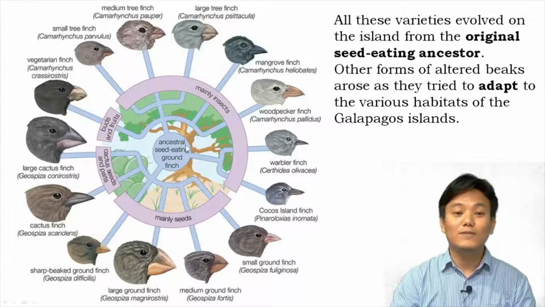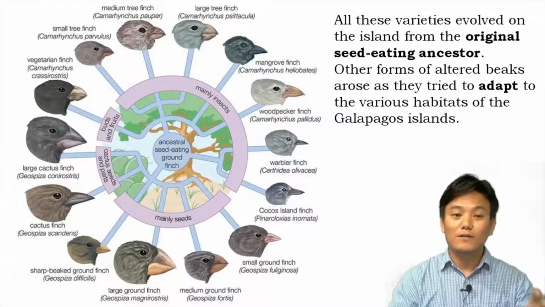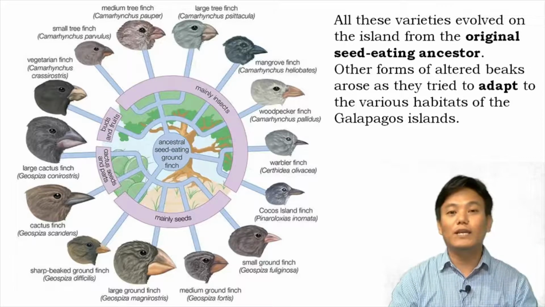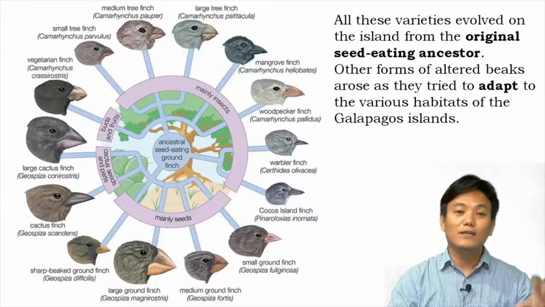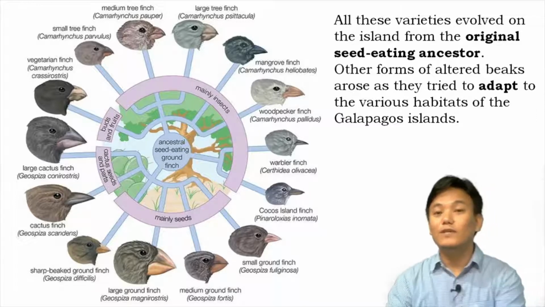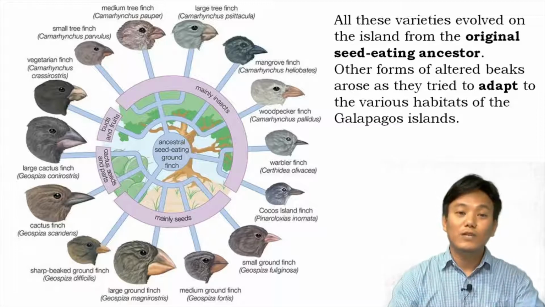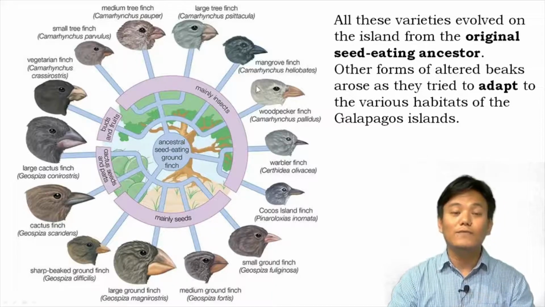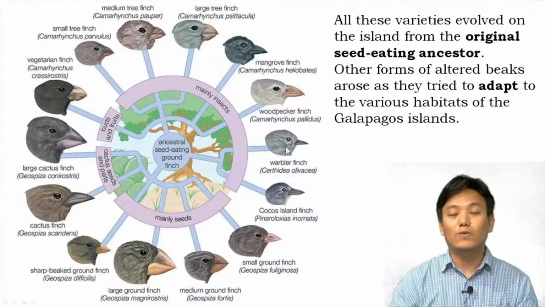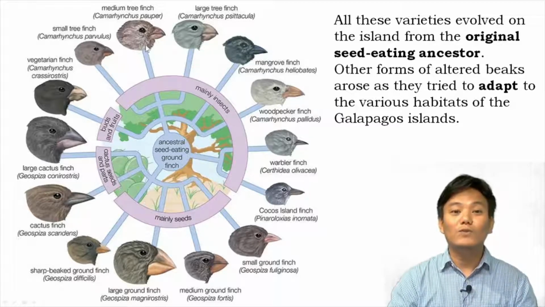So when the ancestor species arrived on the Galapagos Island, they had to adapt there. They had to eat the food that was available on the island, right? So there was stiff competition, and they tried to eat the different foods available over there. And when they tried to eat different foods in order to survive, different forms of beaks arose, and gradually they evolved into these different varieties of finch species.